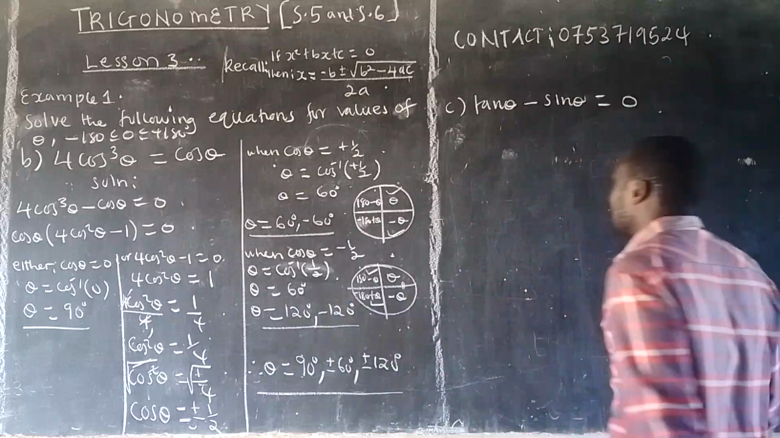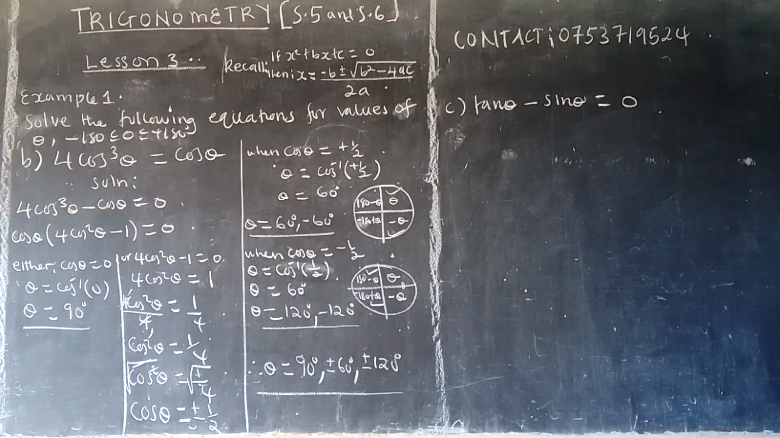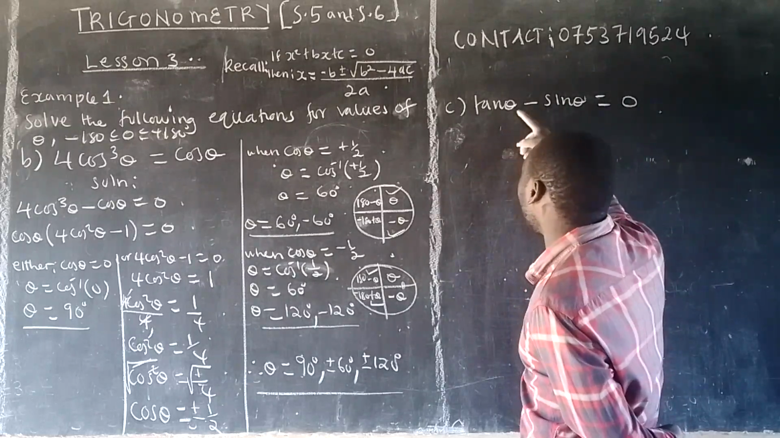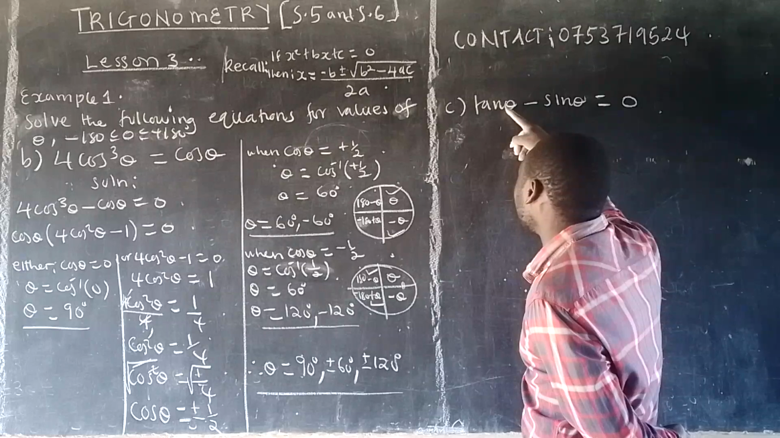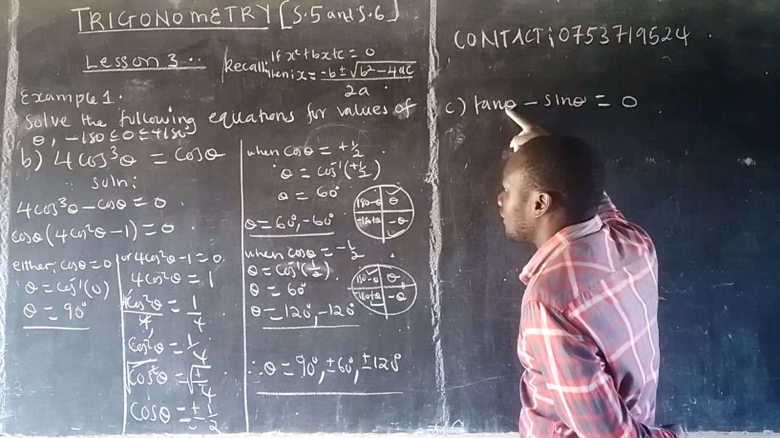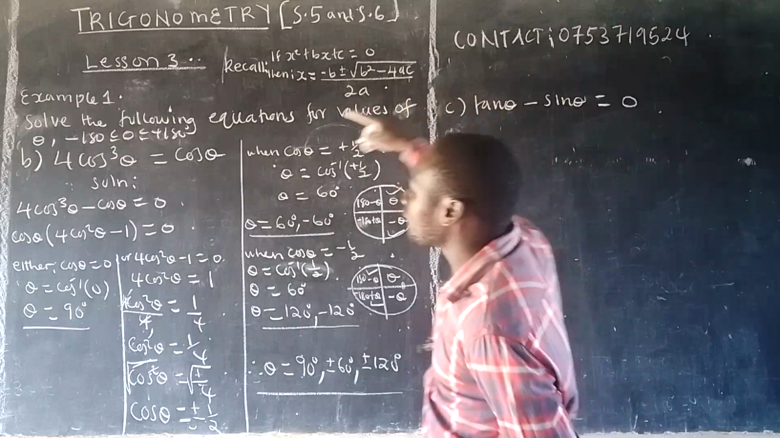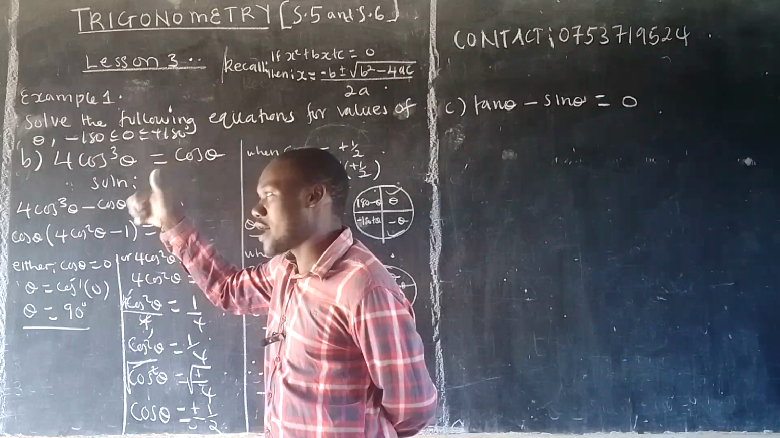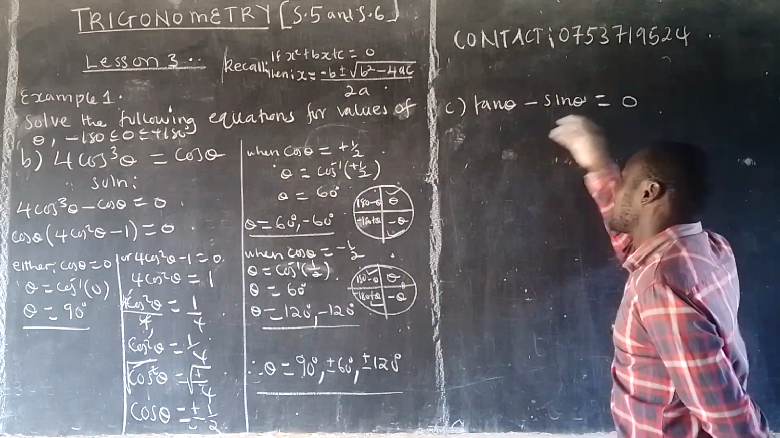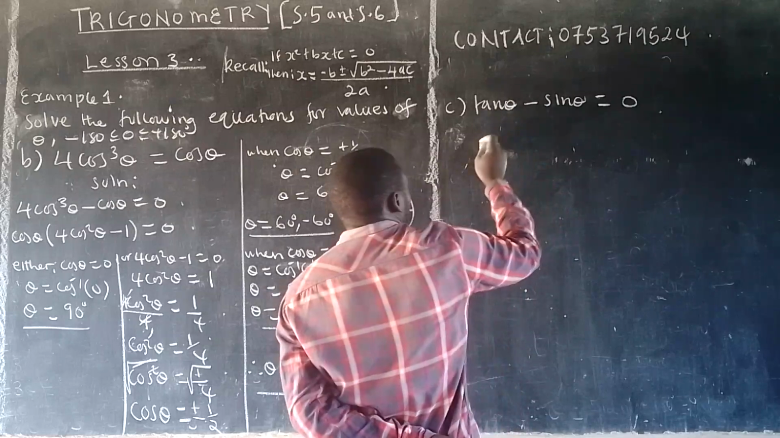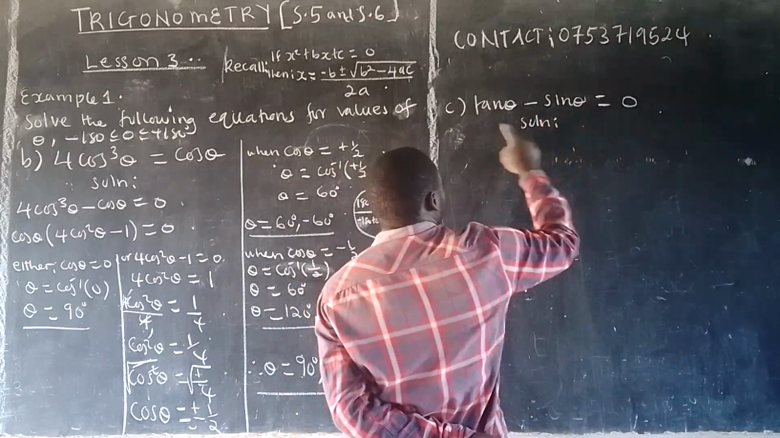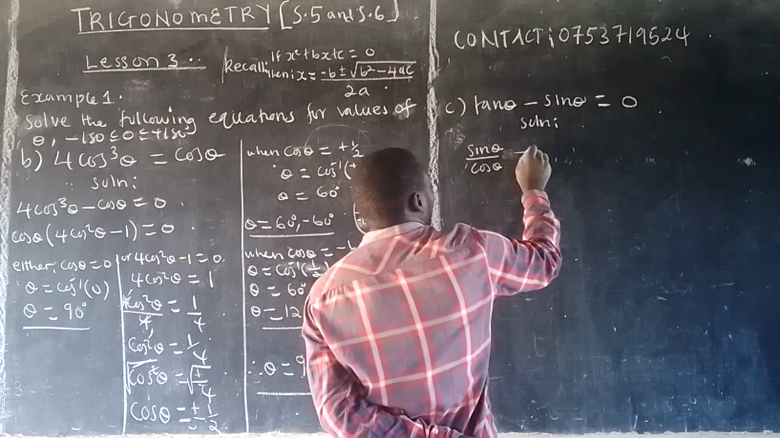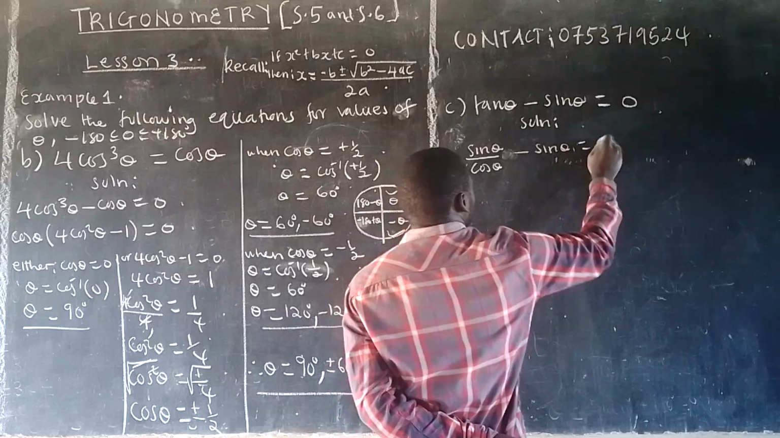Okay, lastly, let's look at this. Tan theta minus sin theta is equal to 0. Now, we need to solve this, but look at this. This is a tan. Another thing I can tell you is, before you solve a trigonometric equation, they must be similar. Like here I have cos, you can solve. But here I have tan and sine. I must find a way of making them a bit similar. Remember, tan is the same as sine theta over cos theta, minus sine theta is equal to 0.